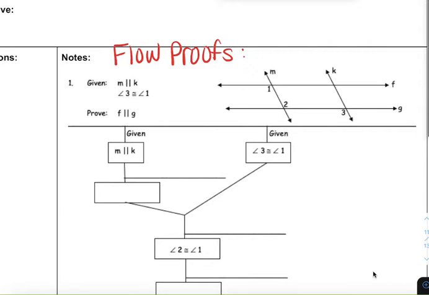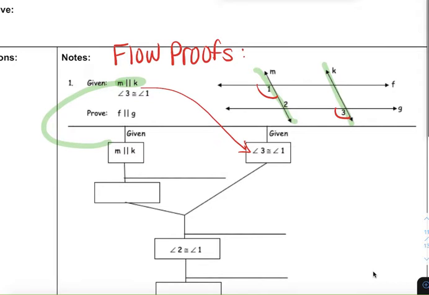A flow proof is just another way to write a proof. It kind of follows the way that your thinking flows instead of having it in two columns. So they split off these two givens. Given that M is parallel to K, we know that, and they put that in one column. And then we know that 3 is congruent to 1, and they put that in this other column. Those are both givens, that's why I know those.